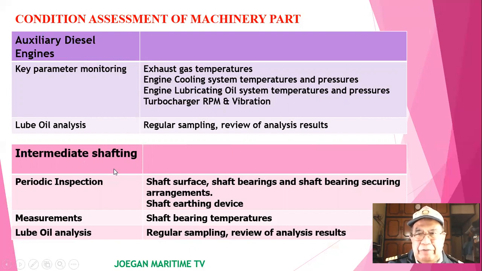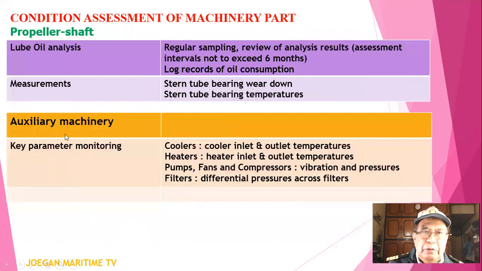For intermediate shafting, periodic inspection: shaft surface, shaft bearing, and shaft bearing securing arrangements, shaft earthing device. Measurements: shaft bearing temperatures. Lube oil analysis, regular sampling, review of analysis results. For propeller shaft, lube oil analysis, regular sampling, review of analysis results, assessment intervals not to exceed 6 months, log records of oil consumption. Measurement: stern tube bearing wear down and stern tube bearing temperatures.